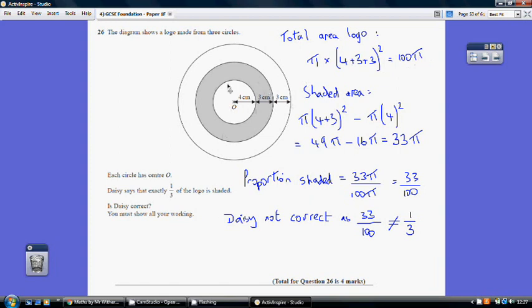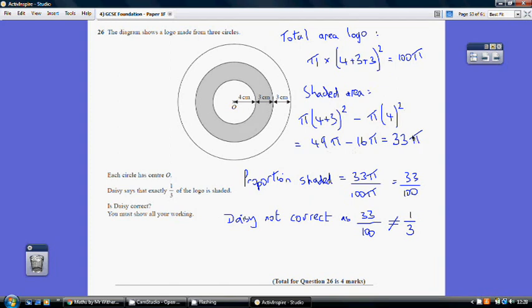Now to work out the area of the shaded area, I'm first of all going to work out the area as if the whole of the inner two circles were shaded. So the circle has a radius of 7, and then take away from that the inner white area when the radius is 4. That's pi times 7 squared, take away pi times 4 squared, which is 49 pi take away 16 pi, which is 33 pi.